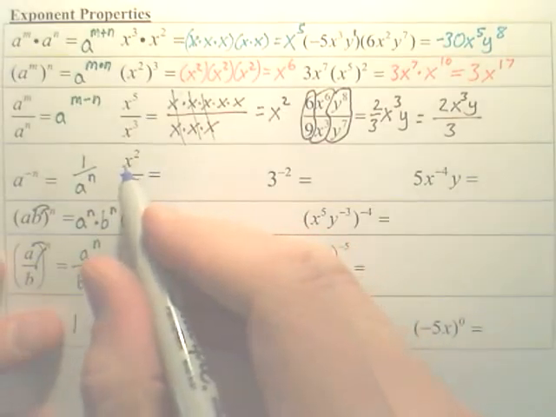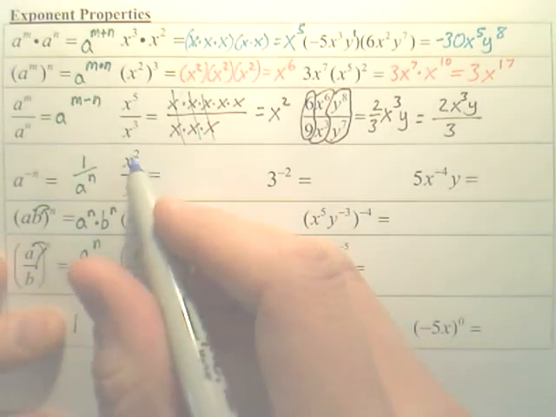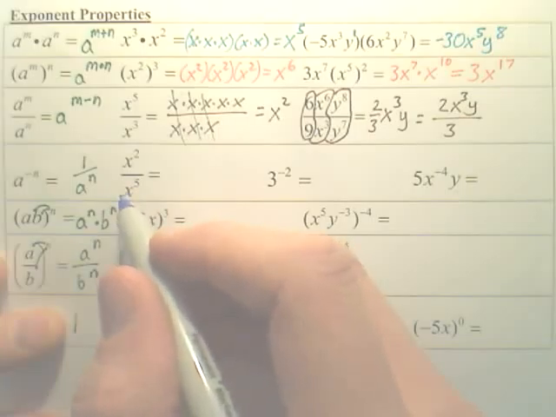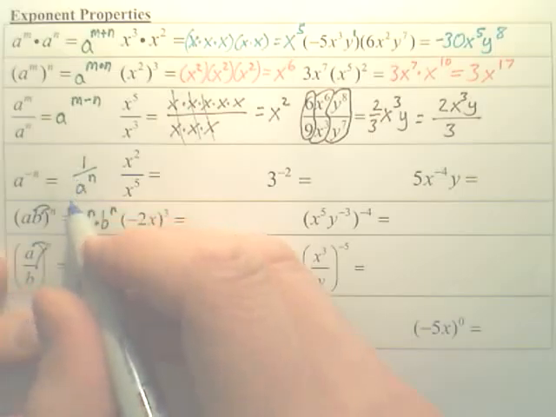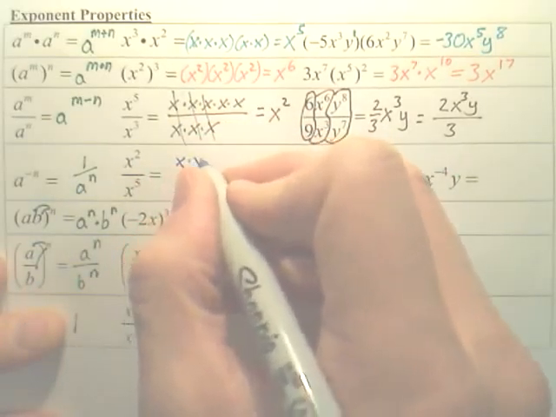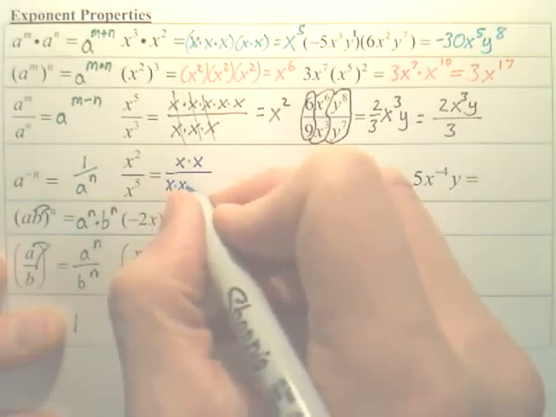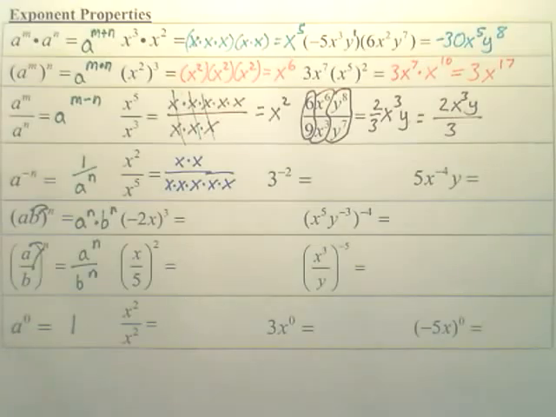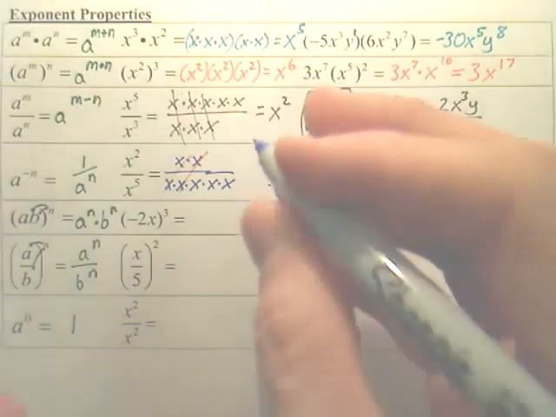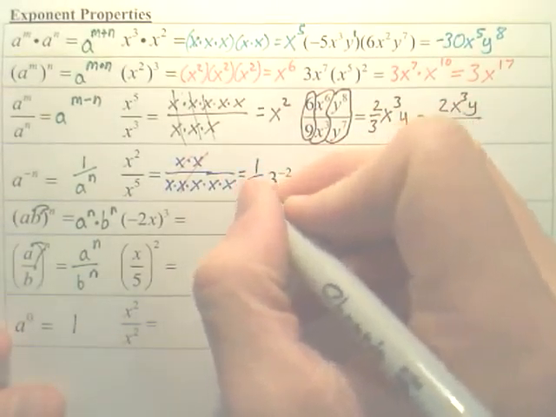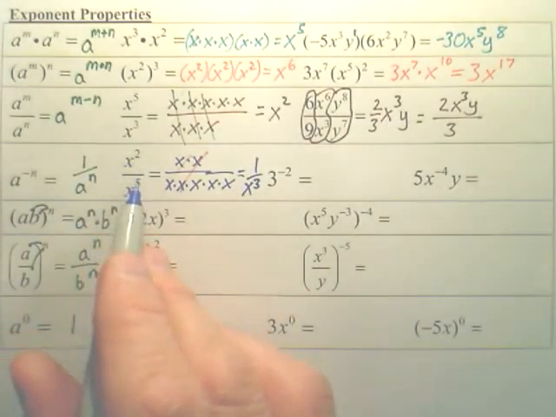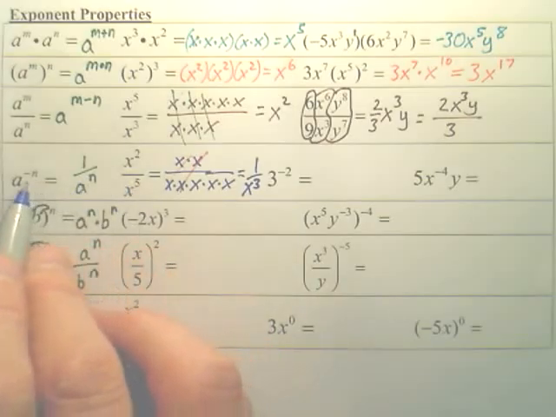This one, x squared over x to the 5th. What happens when you do 2 minus 5? Isn't it negative 3? Which one would that mean? X to the third on the bottom, according to this property. Watch this. If I write it the long way, isn't that x to the third on the bottom? 1 over x to the third. Isn't 2 minus 5 a negative third power? Don't negative powers drop to the bottom?